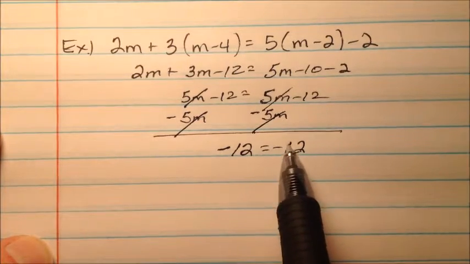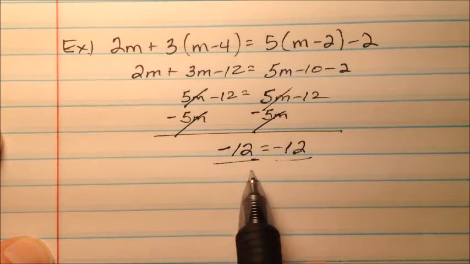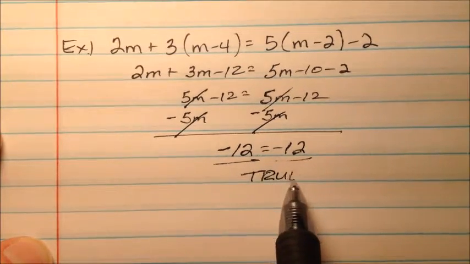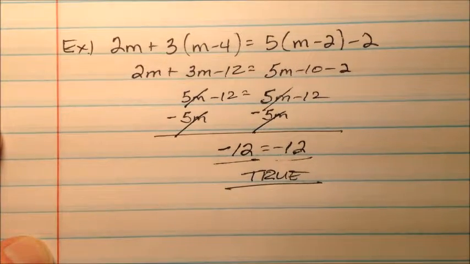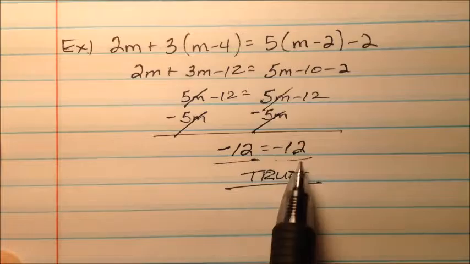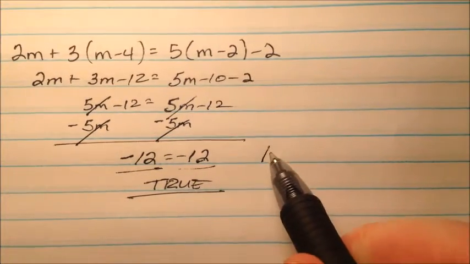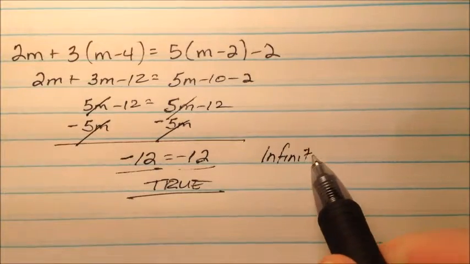Well, that's a peculiar thing. All my variables have canceled, and I'm left with a true statement. What that means is that it doesn't matter what the value for the variable is, it's always going to work out to be a true statement. So the answer then is going to be infinite solutions.